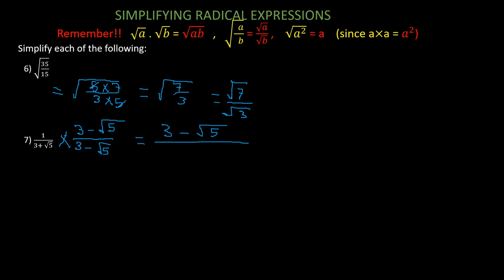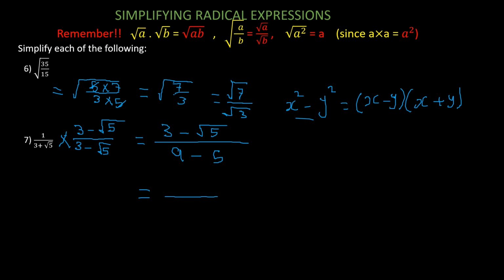Take care. Do you remember the difference of two squares, x minus y times x plus y? It's the same as x squared minus y squared. So 3 plus root 5 and 3 minus root 5 is going to be 3 times 3, 9, minus the square root of 5 times the square root of 5, which equals the square root of 25, which is 5. Then it will be 3 minus square root 5 over 9 minus 5, which equals 4. So it's the same as 3 over 4 minus root 5 over 4.